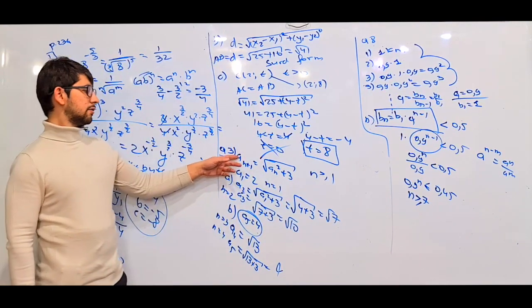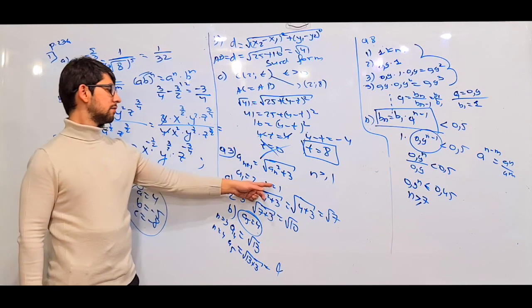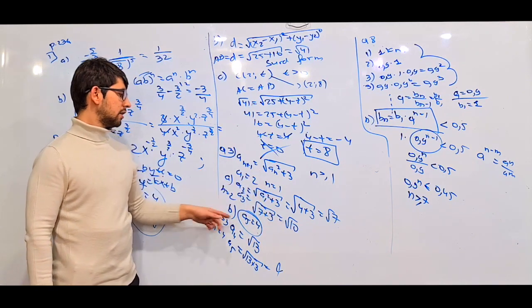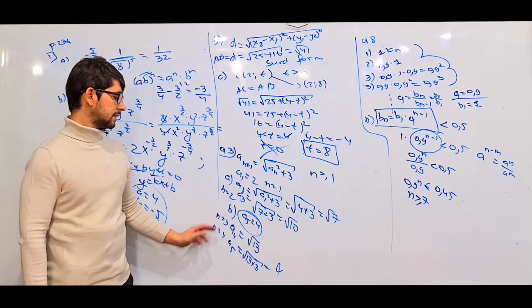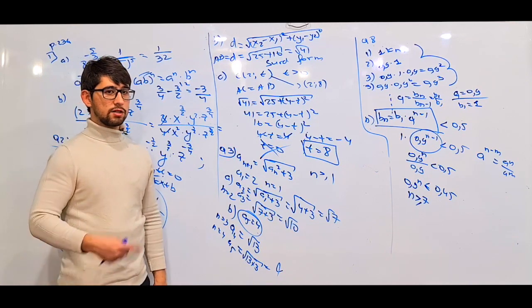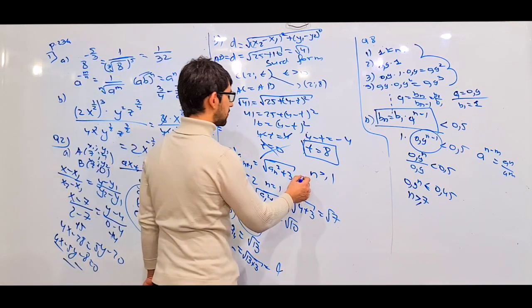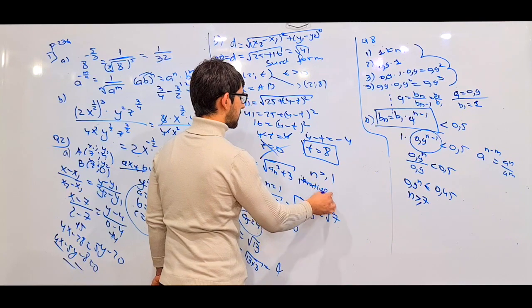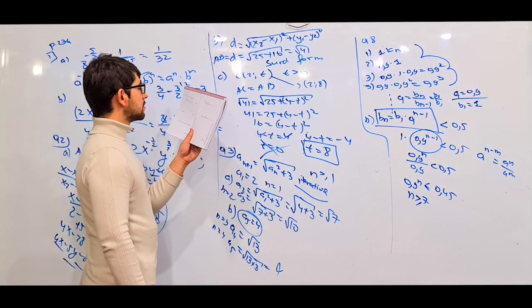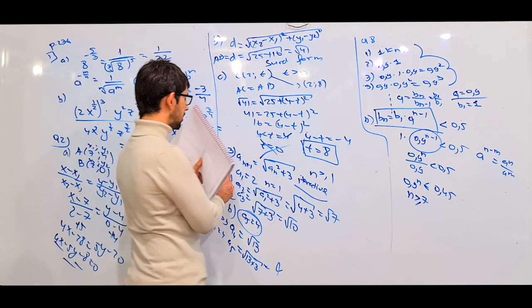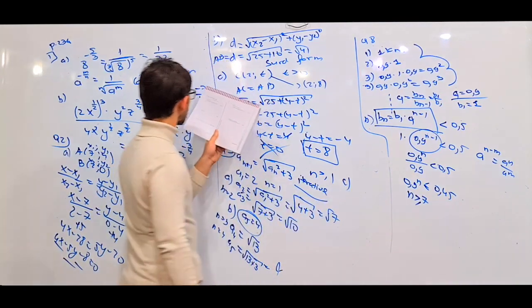So you are just looking through the values of n. n equals 1, you find the second term. n equals 2, you find the third term, etc. This is called an iterative formula. Okay? Iterative. So question 3, A, B, done. C part.